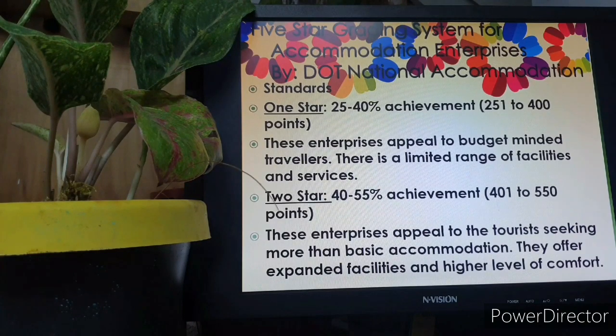So if you're talking about 1-star lodging, it is a limited service hotel. But of course, they need to consider also a clean, comfortable, and reliable establishment. Next in line, 2-star, 40 to 55% achievement, and you expect that they need to meet 401 to 550 points.